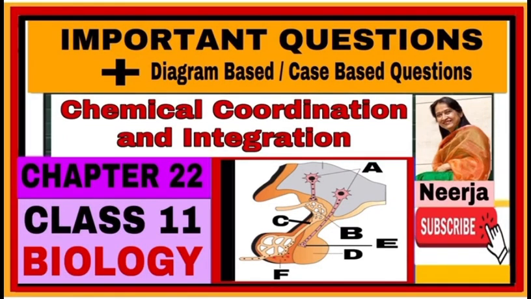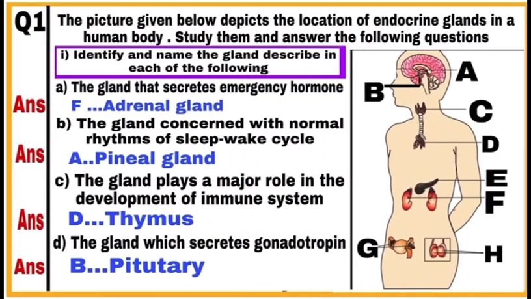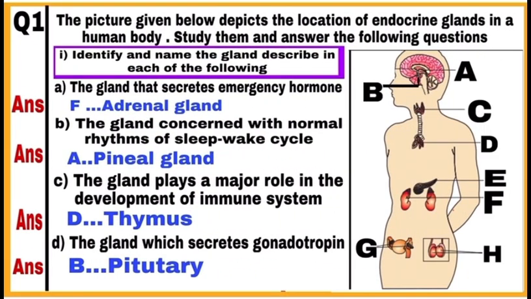Hello students, in this video we will discuss important questions along with diagram based and case based question from chapter number 22, Chemical Coordination and Integration. Question number 1. The given picture depicts the location of endocrine glands in human body. Study them and answer the following questions.